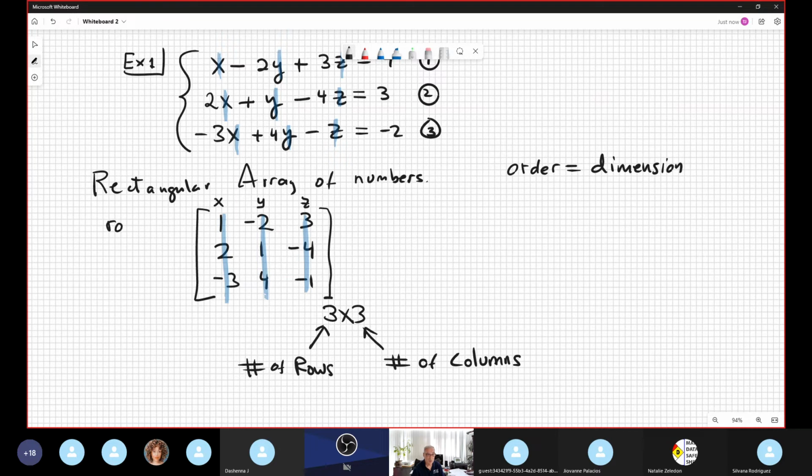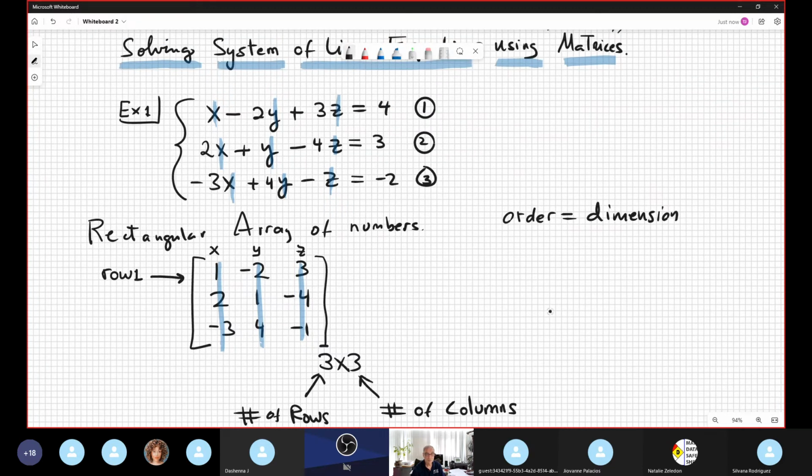we have the row 1, okay, the first equation, this one, the row 2 is the second equation, and the row 3 is the third equation. Okay, this is one possibility, guys, to represent this.